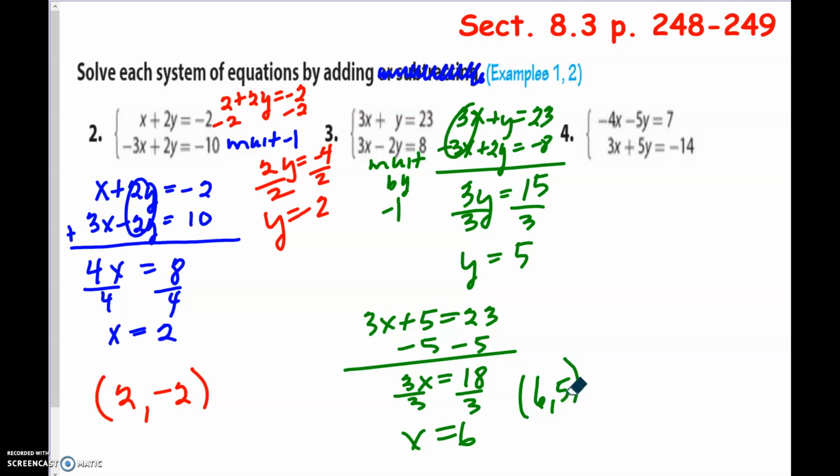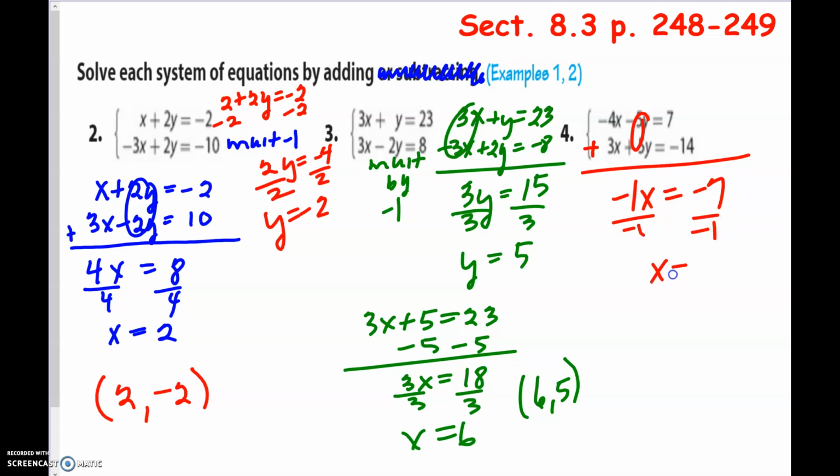Alrighty, moving on. The next problem here, let's see. Oh, this one works great. I can just add these right on up because look at this. Negative 5y plus 5y, they're going to cancel out. So negative 4x plus 3x is minus 1x, and 7 minus 14 is a negative 7. So now I'm going to divide both sides by a negative 1.